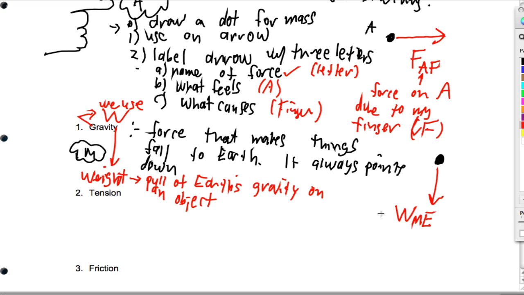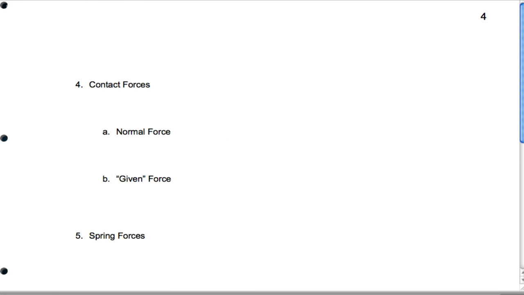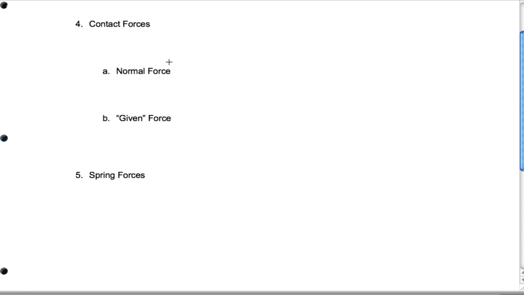Again, the name of the force is W, which is weight. What feels it in this case is M. And what makes it is E, Earth. Now, there are a few other forces here, and if you were in block 3, I kind of labeled them. I want to skip ahead to the most relevant force for the lab, which is the spring force.